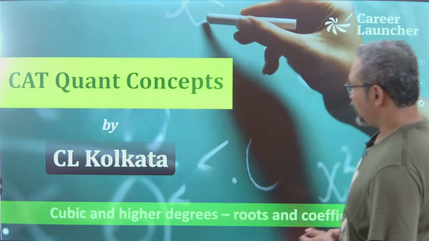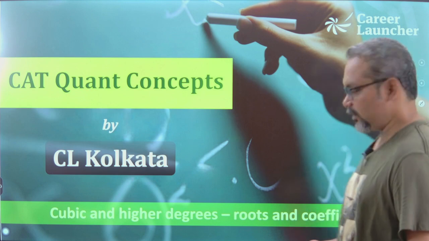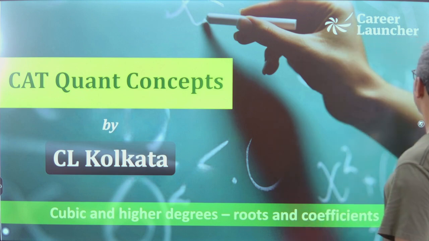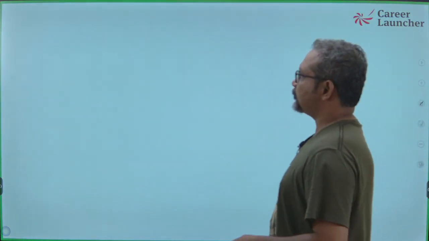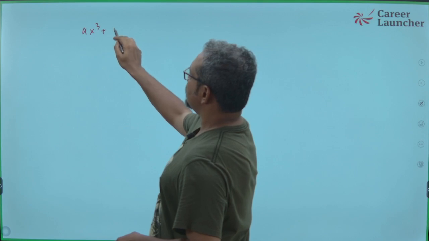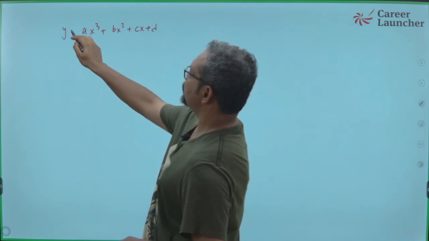Hello everyone, now we will be moving on to higher degree equations. So we did quadratic, so now what happens if it's cubic and so on? So we'll just generalize. Let's take a cubic: a x cubed plus b x squared plus c x plus d, that's your y.